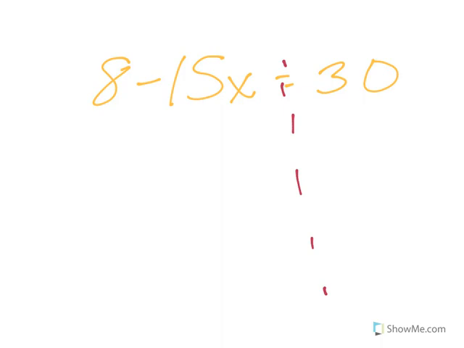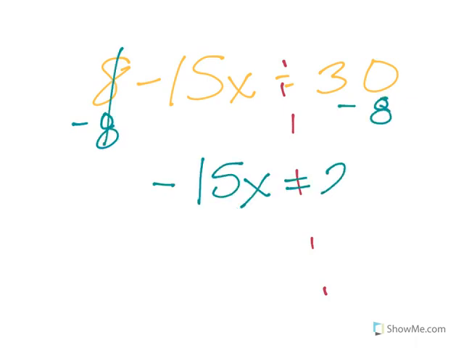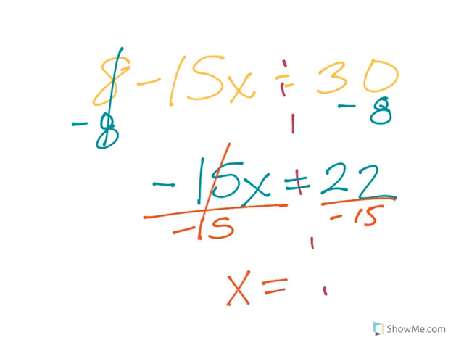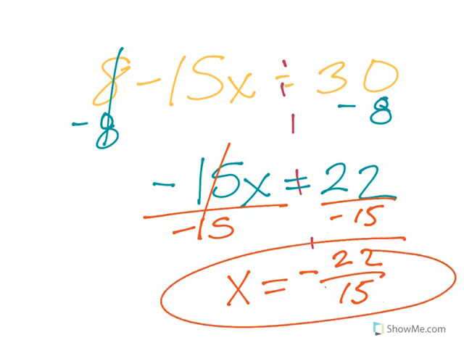Next, I need to get all of my constants to the right. And right now I have a positive 8. What's the opposite of positive 8? Minus 8. So negative 15x equals 22. And then I need to get x by itself. So I'm going to divide both sides by negative 15, which means x equals negative 22 over 15. And that is my final answer.